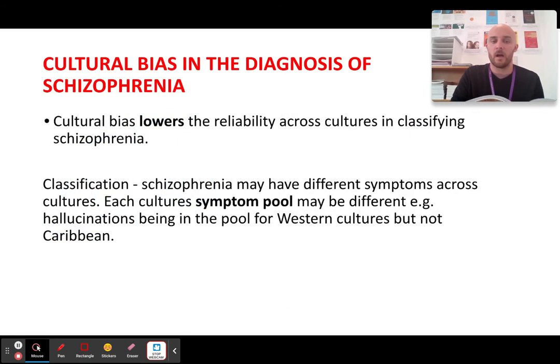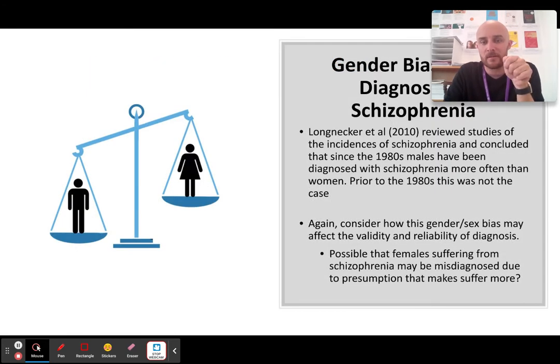Can do that again. And therefore, this lowers the reliability. So it lowers the consistency across the cultures, because in some African cultures, some Caribbean cultures, hallucinations is normal, but in some British cultures, in British culture, hallucination is not a normal, healthy behavior, and that lowers the reliability. Now, the last one is gender bias.